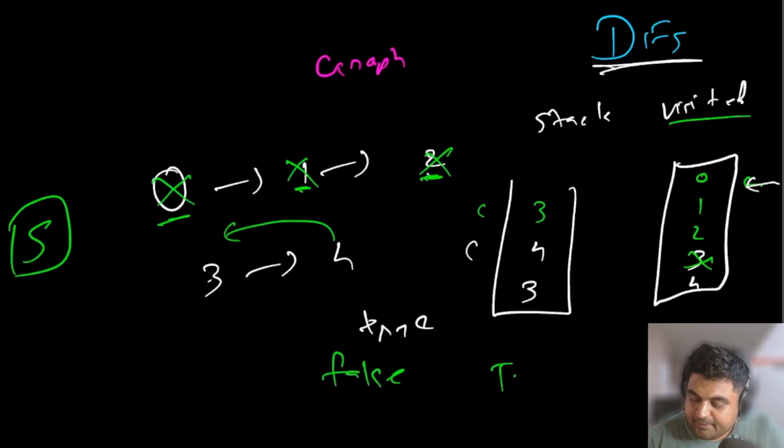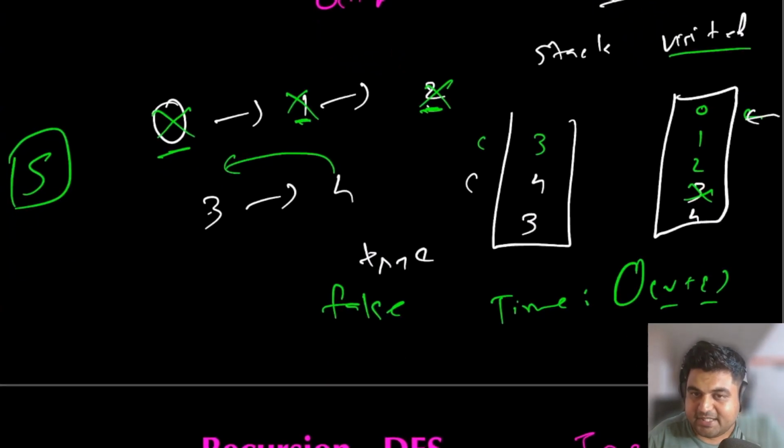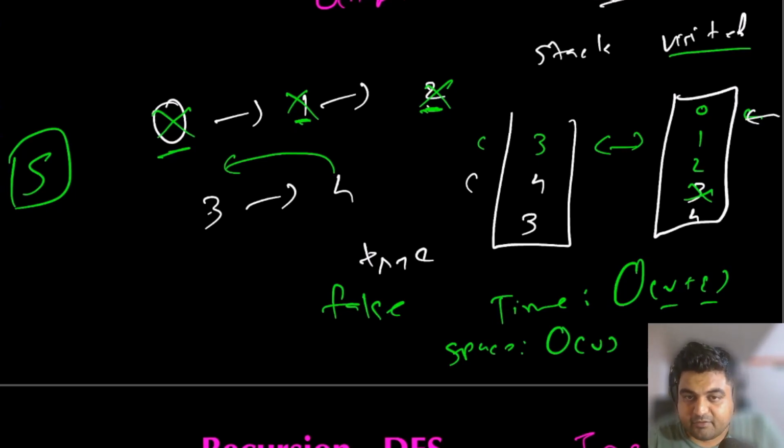If we see time complexity, it is going to be big O of V plus E, where V is the number of vertices and E is the number of edges. So V plus E is pretty standard for any graph kind of a problem. Space complexity is going to be directly correlated with these two items, so it is going to be big O of V, or big O of the number of vertices.